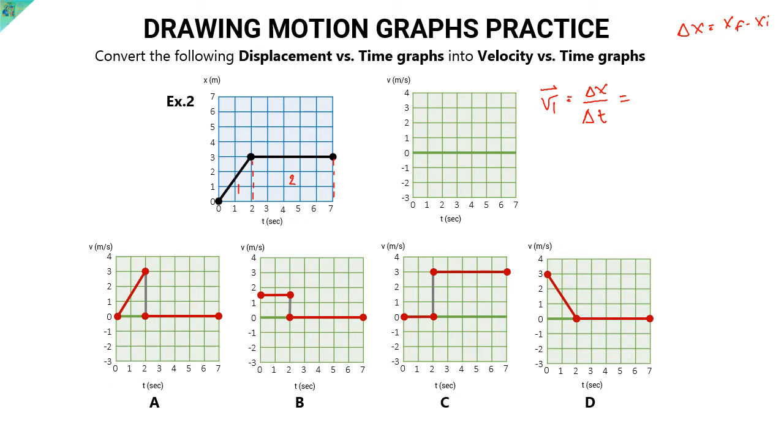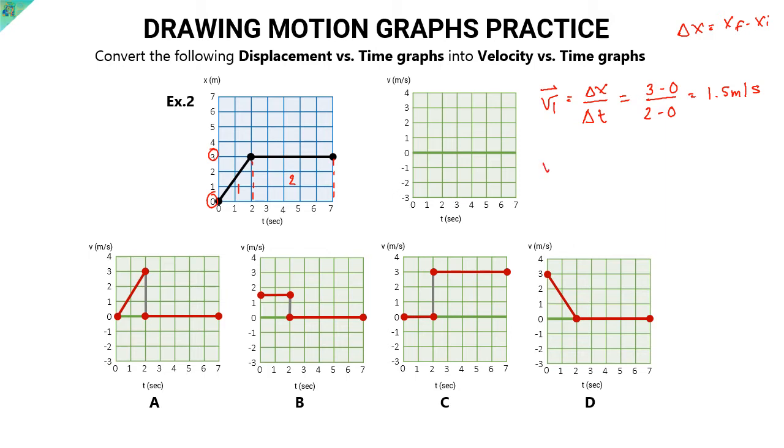So what is the final position of the situation in velocity 1? The final position is 3, and the initial position is 0. So you have 3 minus 0. And in terms of time, you started at 0 and then we ended up at 2. So that's 2 minus 0. You plug that in your calculator, you're going to have 1.5. So that will be 1.5 meters per second.